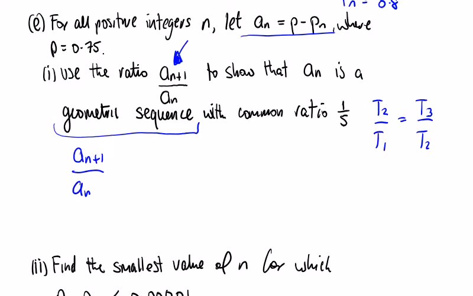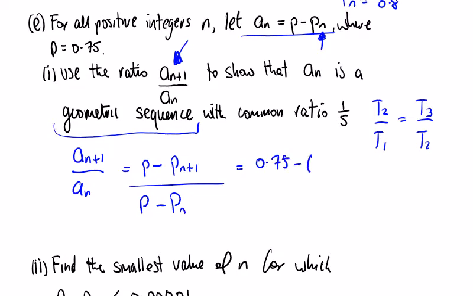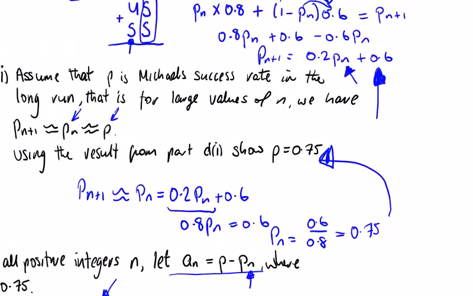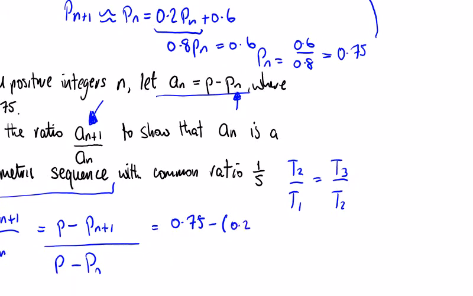So a_(n+1), n changes to n plus 1. So the top becomes p minus p_(n+1), and the bottom stays as p minus p_n. So what did we have for p? p is 0.75. And we had p_(n+1) up above. We were asked to show that it was equal to 0.2 p_n plus 0.6. So 0.2 p_n plus 0.6, and on the bottom, we just have 0.75 minus p_n.